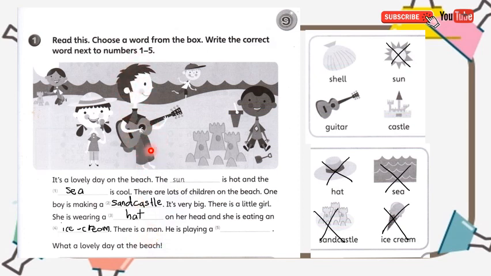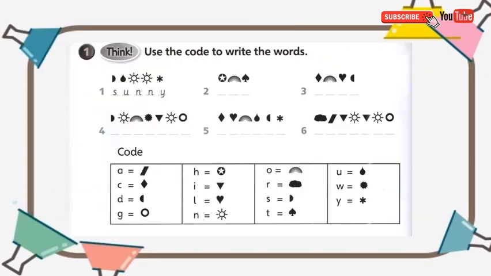There is a man. Lelaki dewasa. He is playing a guitar. So cross the answer. What a lovely day at the beach. Alright, we already completed the passage. Next, turn to page 114.